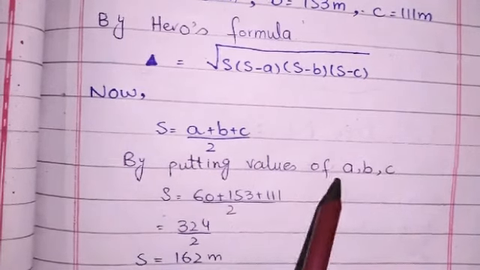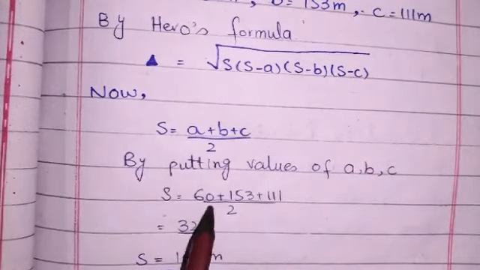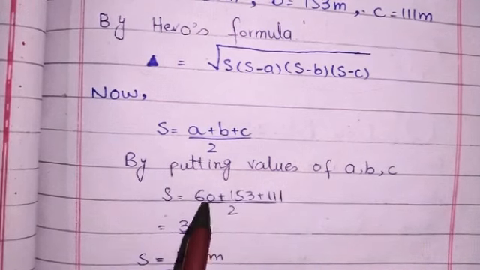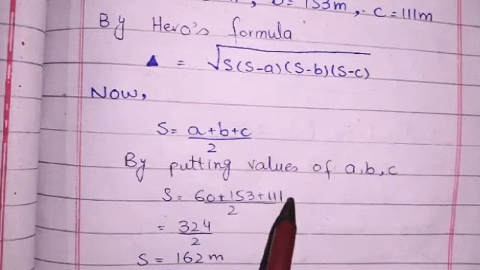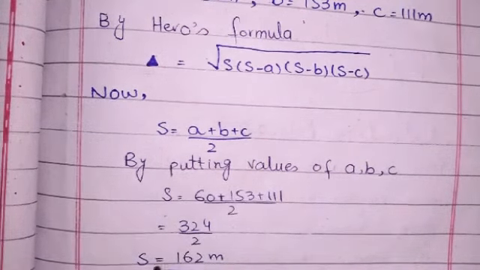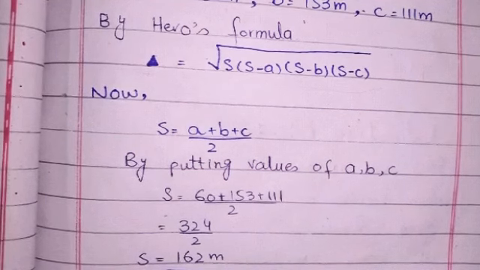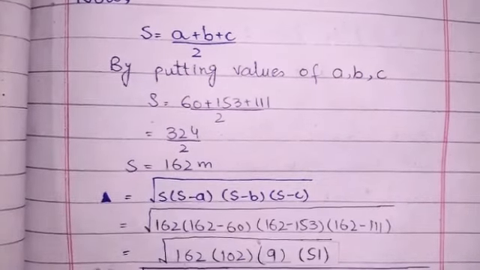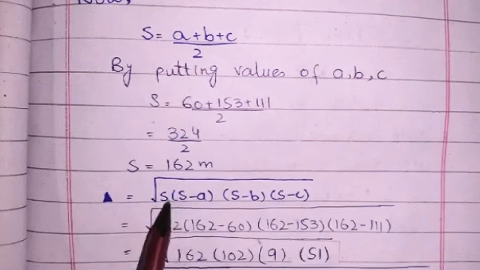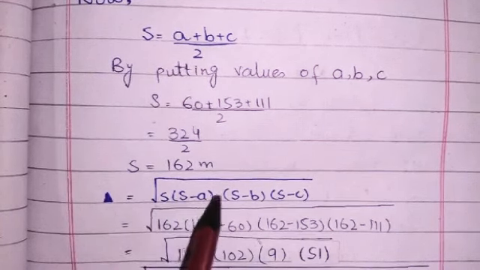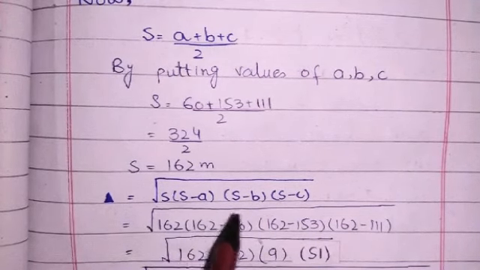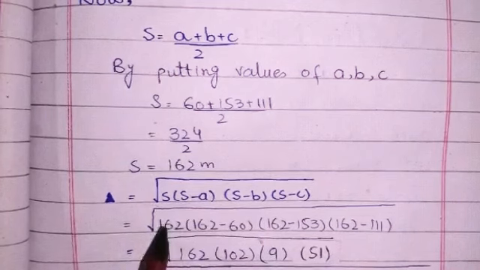By putting values of a, b, c, s is equal to (60 plus 153 plus 111) over 2. Addition of 60, 153 and 111 is equal to 324. Divided by 2, we get s is equal to 162 meter. Now students, here is our Hero's formula. Area of triangle is equal to square root of s into s minus a into s minus b into s minus c. We will put the values of s, a, b and c.